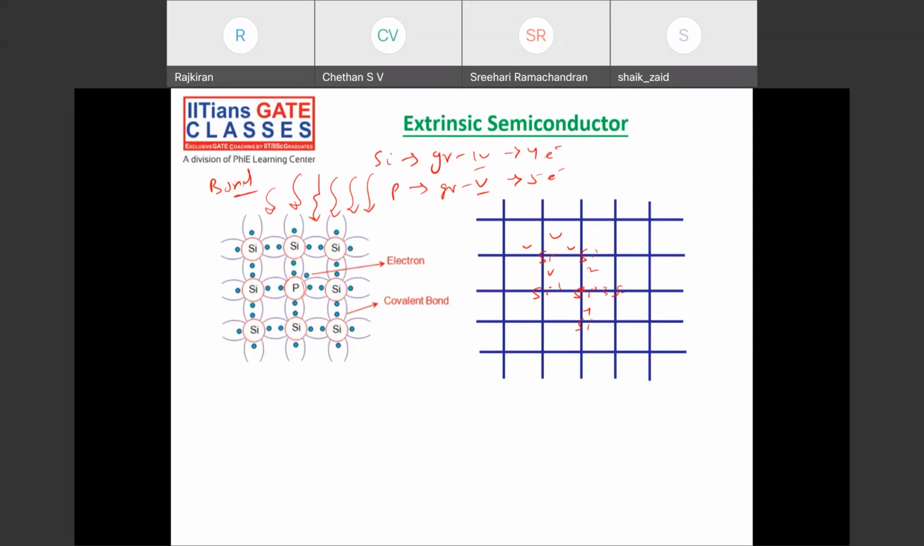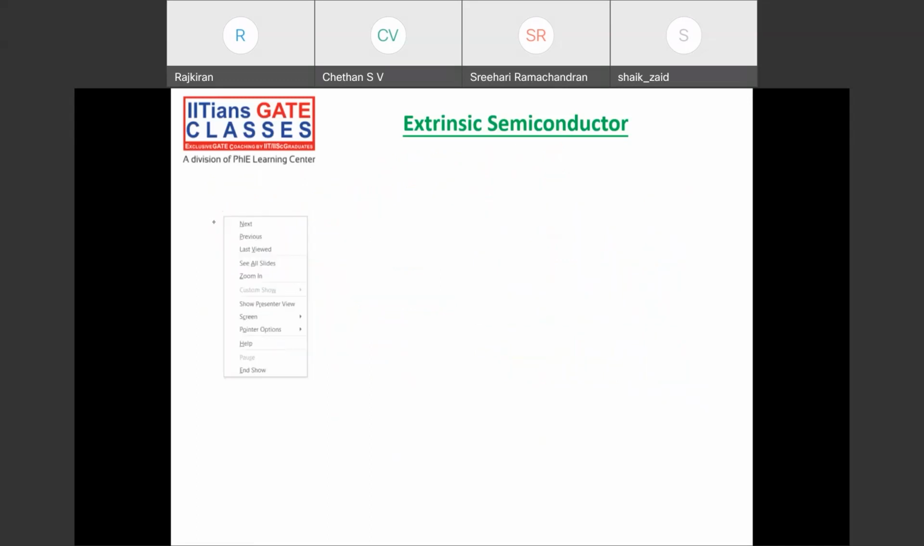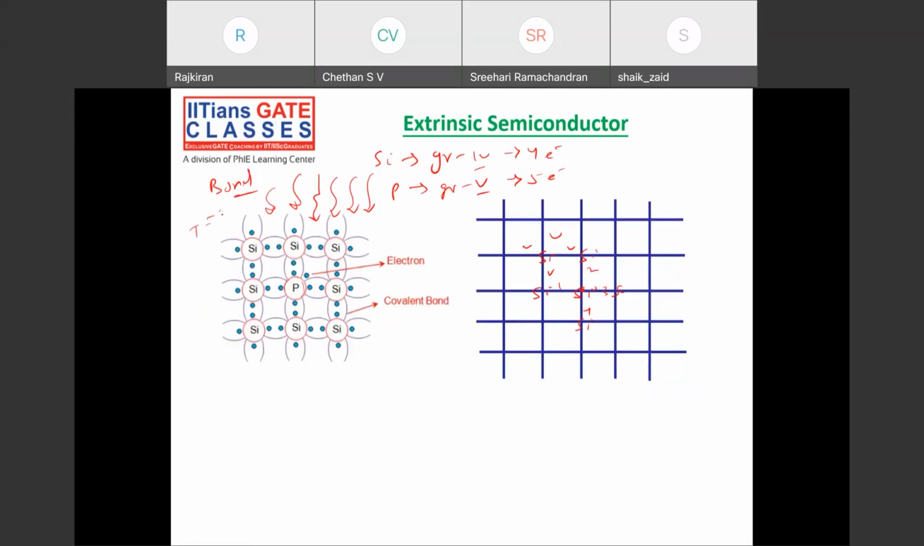Since phosphorus has 5 electrons, it has made 4 bonds with the 4 silicon atoms. So the 5th electron is not bonded. At T equal to 0, this phosphorus will make 4 bonds with 4 silicon atoms and it will have one more extra electron. This extra electron will keep revolving around the phosphorus like this.